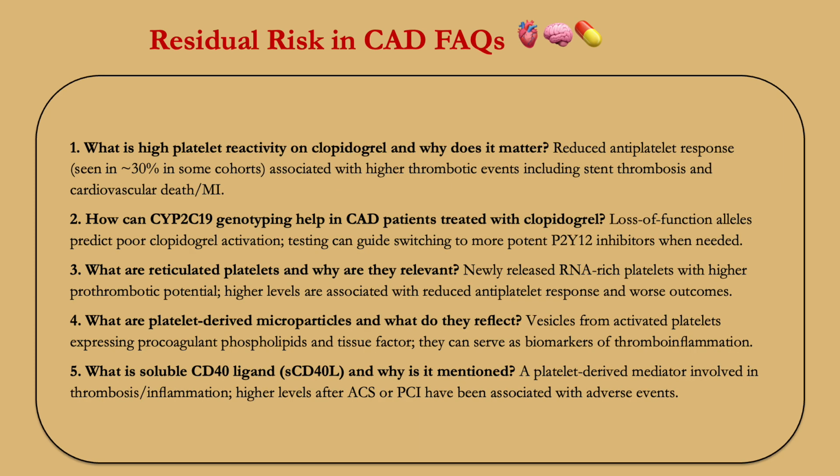What is higher platelet reactivity on clopidogrel and why does it matter? Reduced antiplatelet response is seen in around 30% in some cohorts, associated with higher thrombotic events, including stent thrombosis and cardiovascular death and myocardial infarction. How can CYP2C19 genotyping help in coronary artery disease patients treated with clopidogrel? The loss of function alleles predict poor clopidogrel activation. Testing can guide switching to more potent P2Y12 inhibitors when needed.